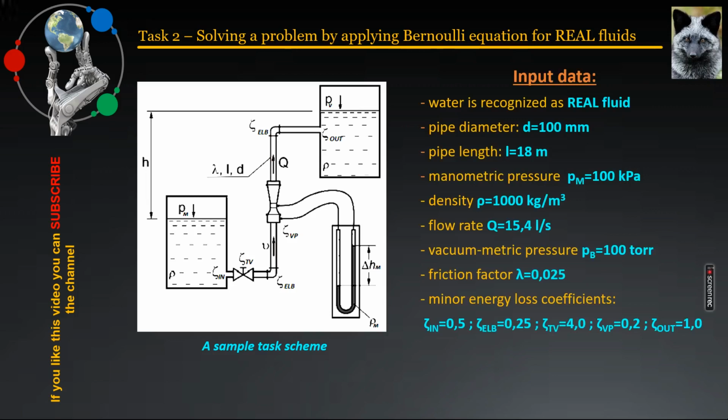A system used to transport cold water with density of 1000 kg per cubic meter, which is considered as a real fluid, is presented. Water is transported between two tanks located at different heights, and the difference between the water levels in them is expressed by the height h. The connecting pipeline has a length of 18 meters and a diameter of 100 millimeters, and the ensured flow rate in the system is set to be 15.4 liters per second.